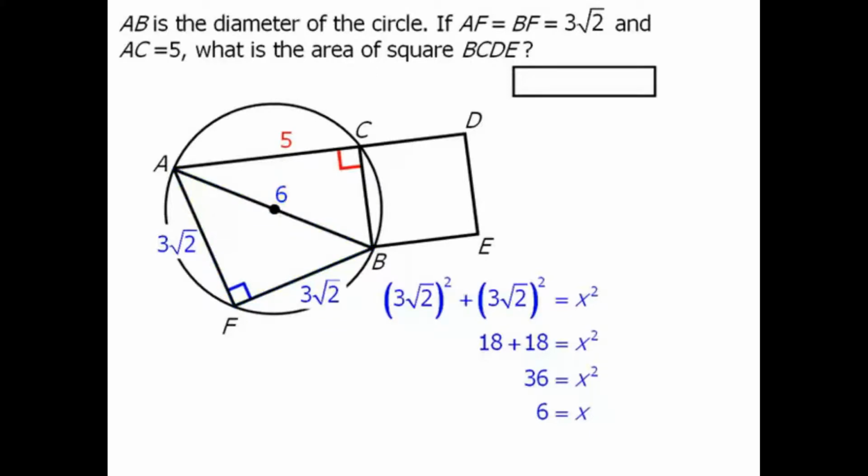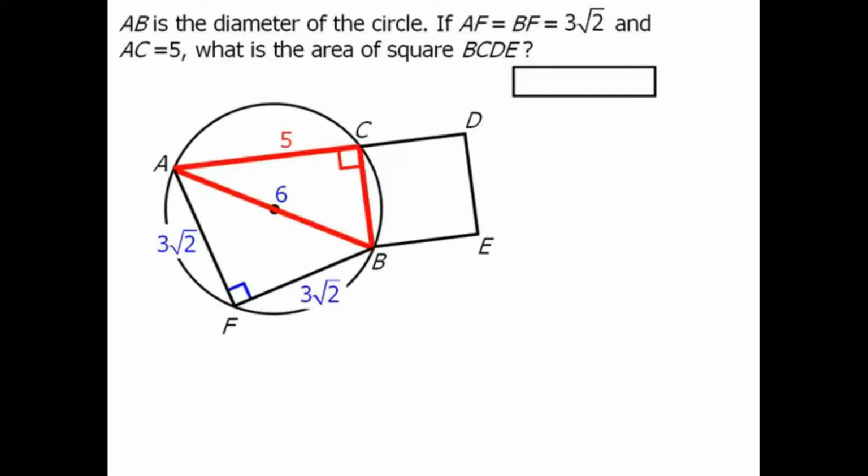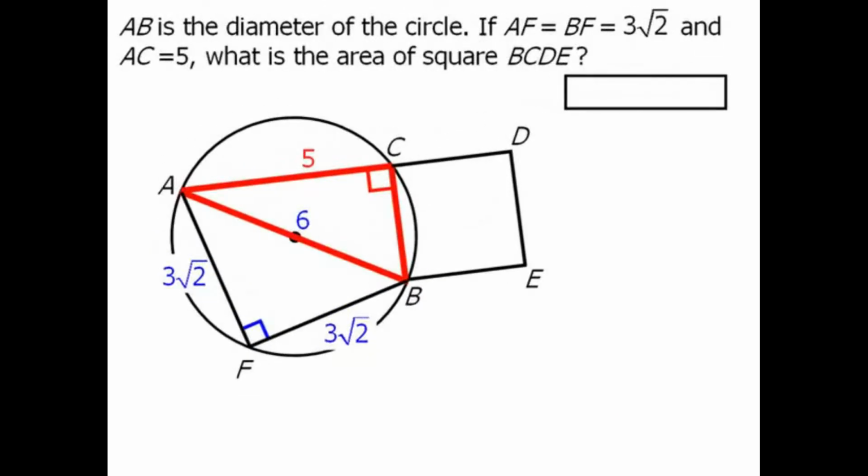From here, we should recognize that we have yet another right triangle hiding in our diagram. If we let the third side have length y, we can write the following equation. When we simplify this, we get y squared is equal to 11. At this point, we don't need to solve this equation for y any further.